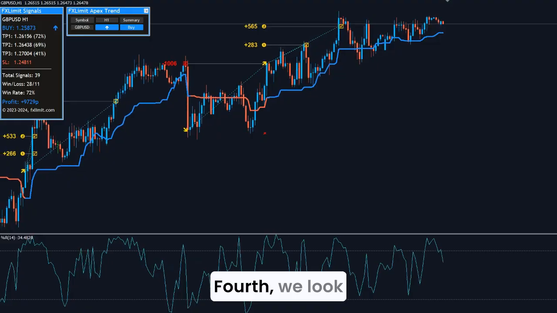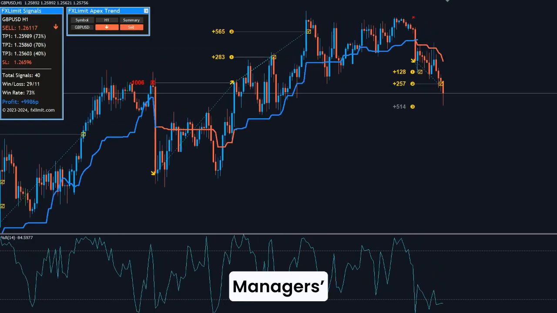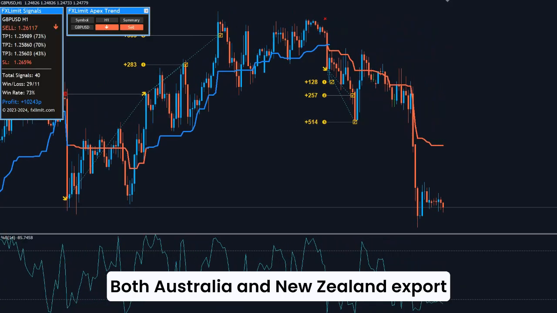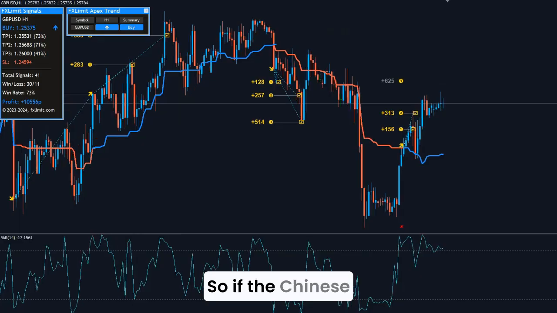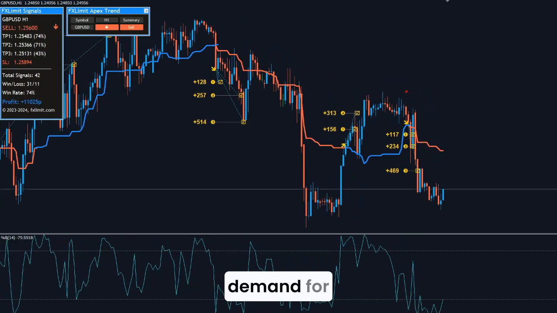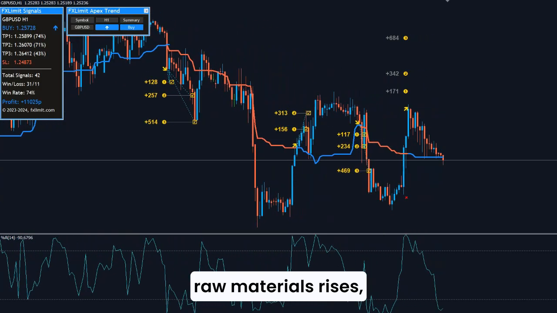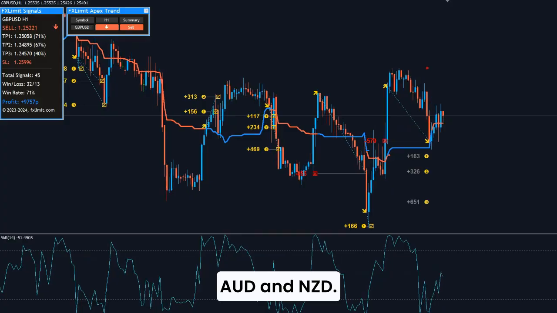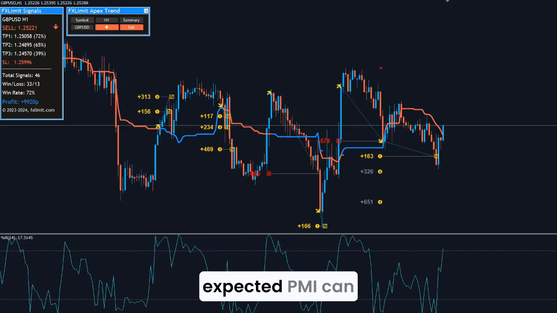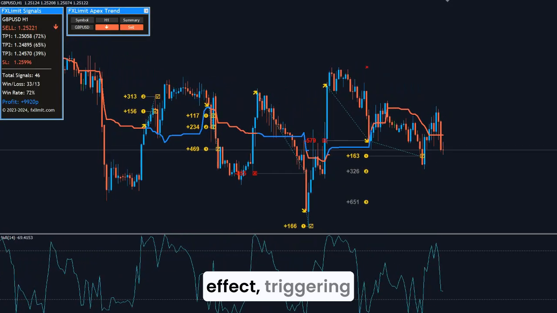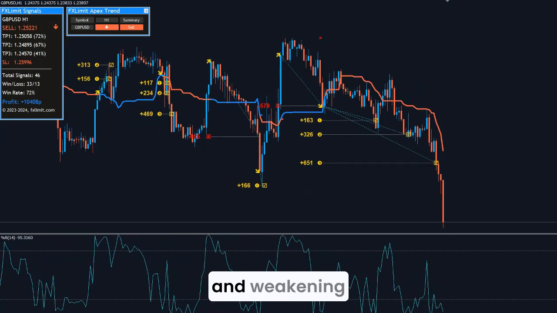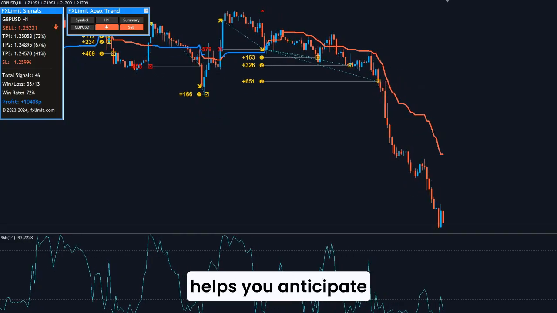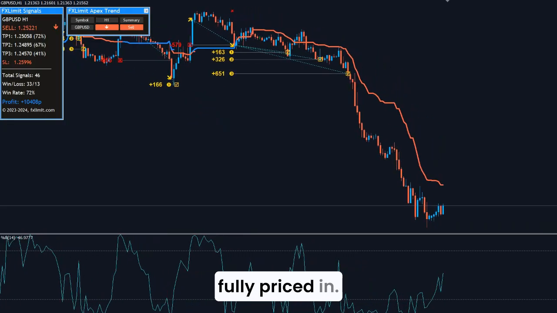Fourth, we look at China's Purchasing Managers Index, or PMI. Both Australia and New Zealand export heavily to China. So if the Chinese economy is expanding, demand for raw materials rises, pushing up commodity prices and, by extension, AUD and NZD. A lower than expected PMI can have the opposite effect, triggering risk-off sentiment and weakening commodity currencies. Watching this report helps you anticipate shifts before they're fully priced in.